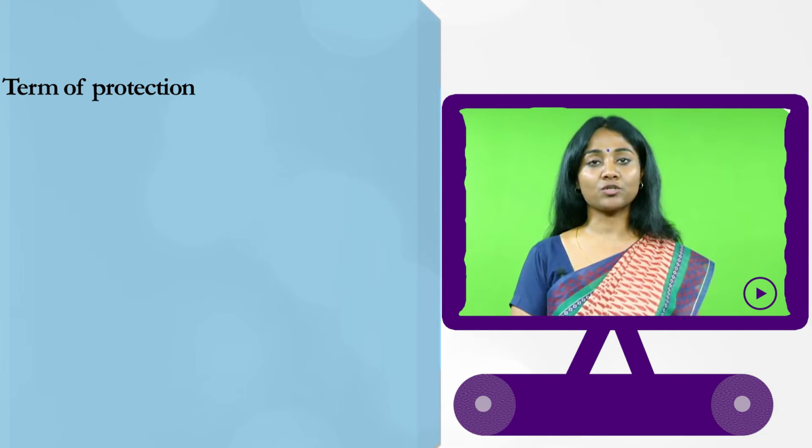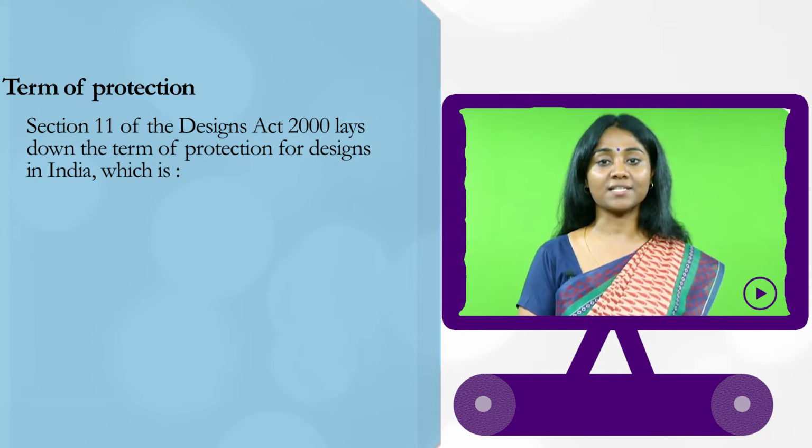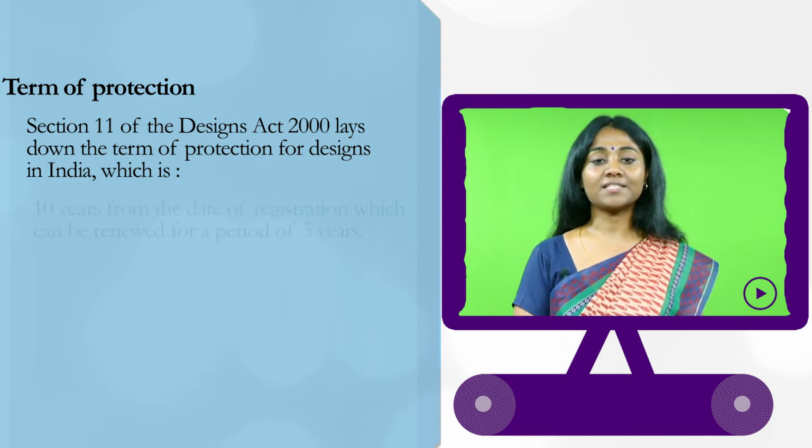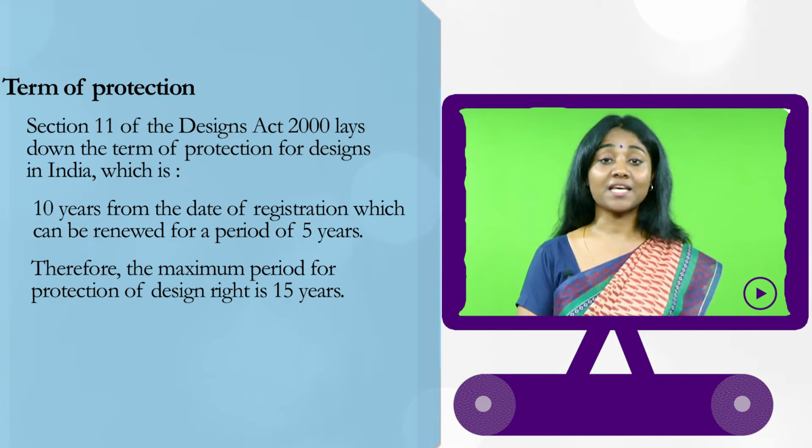The term of protection of an industrial design is defined under Section 11 of the Designs Act, which lays down that 10 years from the date of registration, which can be renewed for a period of 5 years, leads to a term of protection of any design in India. Therefore, the maximum period for protection of design right is 15 years.